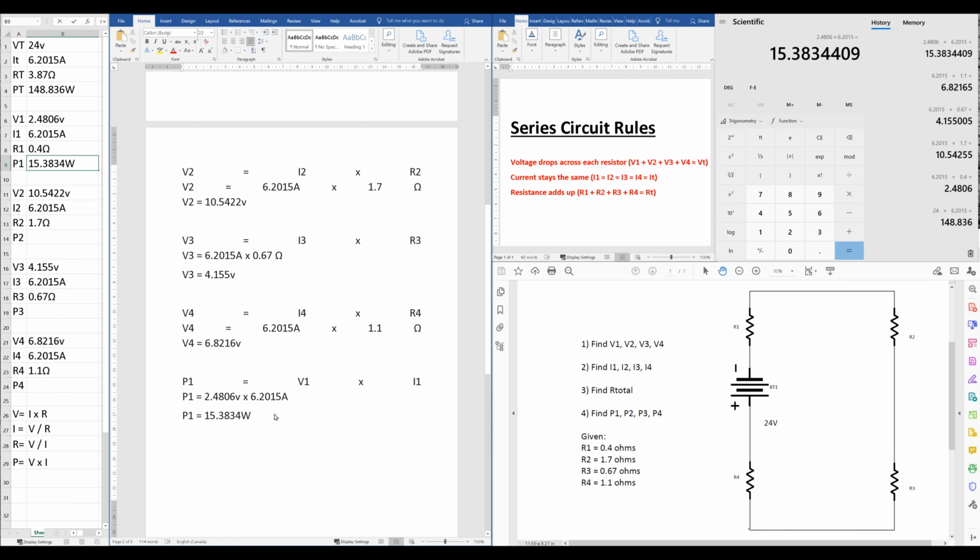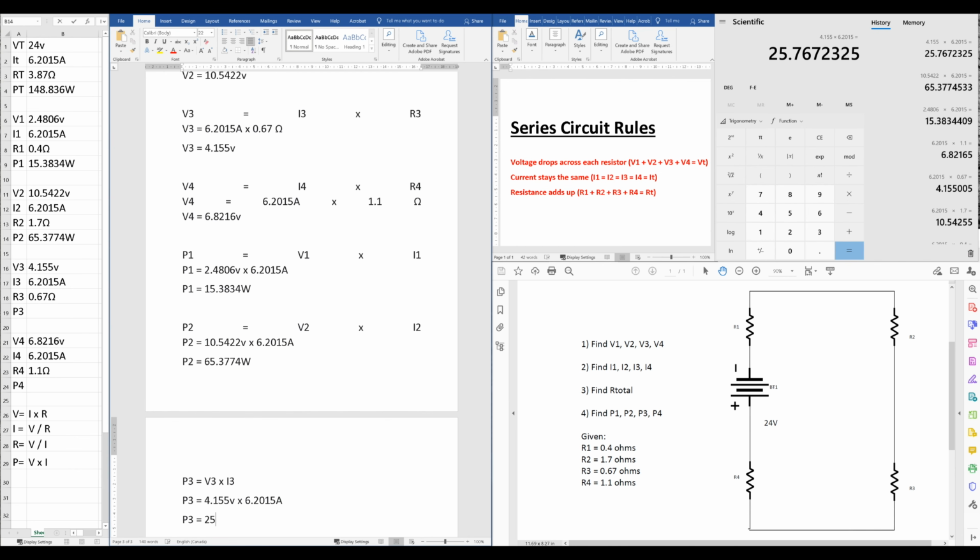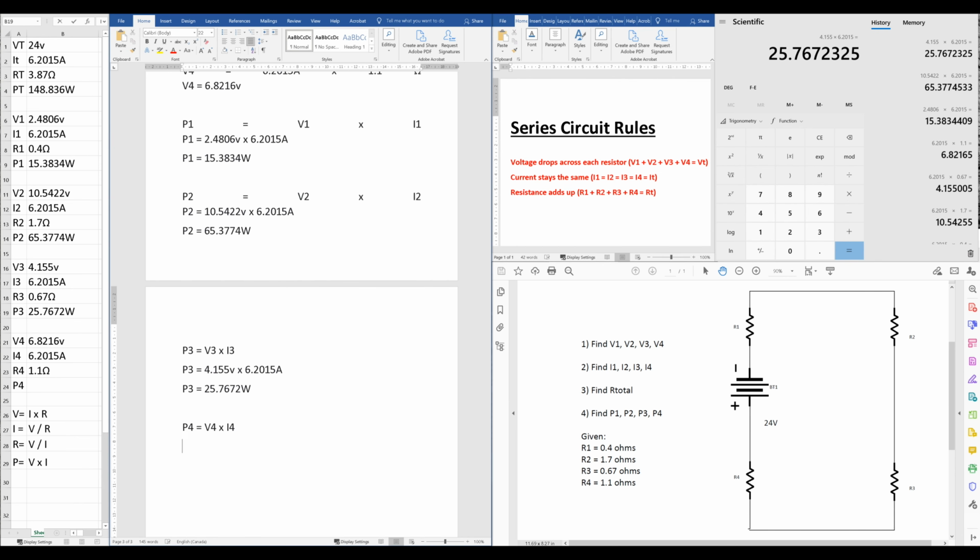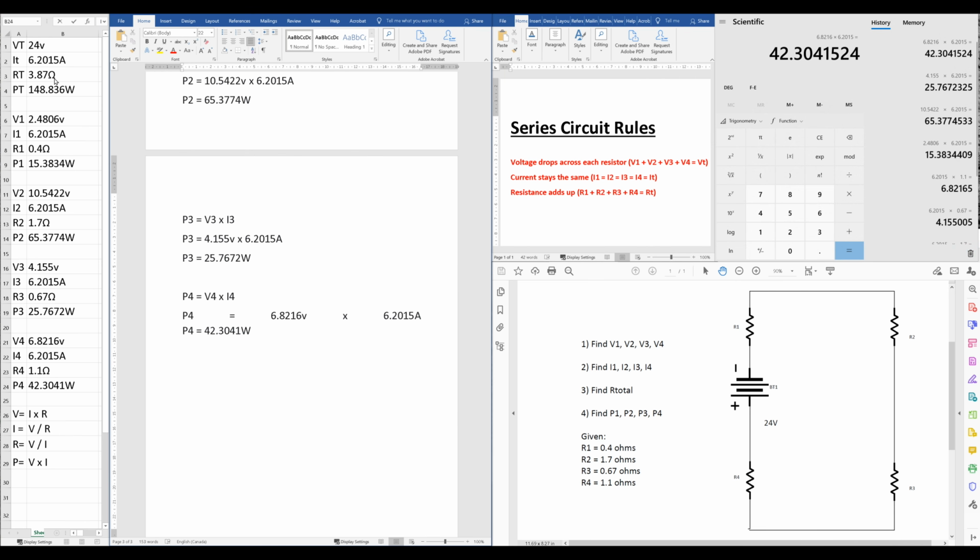And of course, I will immediately throw that into our table. And I will quickly fast forward while I process the rest of these. Okay, we have solved for all of our values in our series circuit here. Nice and easy to see because we filled them all out in our table as we were going.